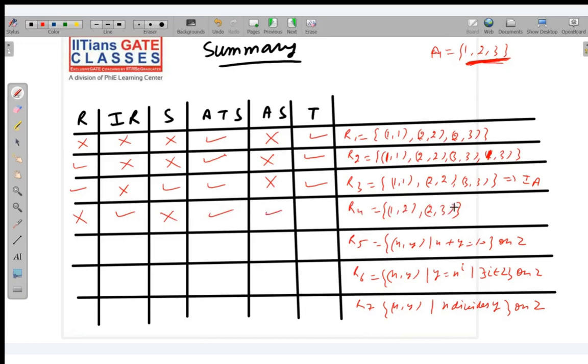What about transitive? 1 2, 2 3. Where is 1 3? So it is not transitive. Any doubt? No, sir. Okay, next: x plus y is equal to 10 on Z.